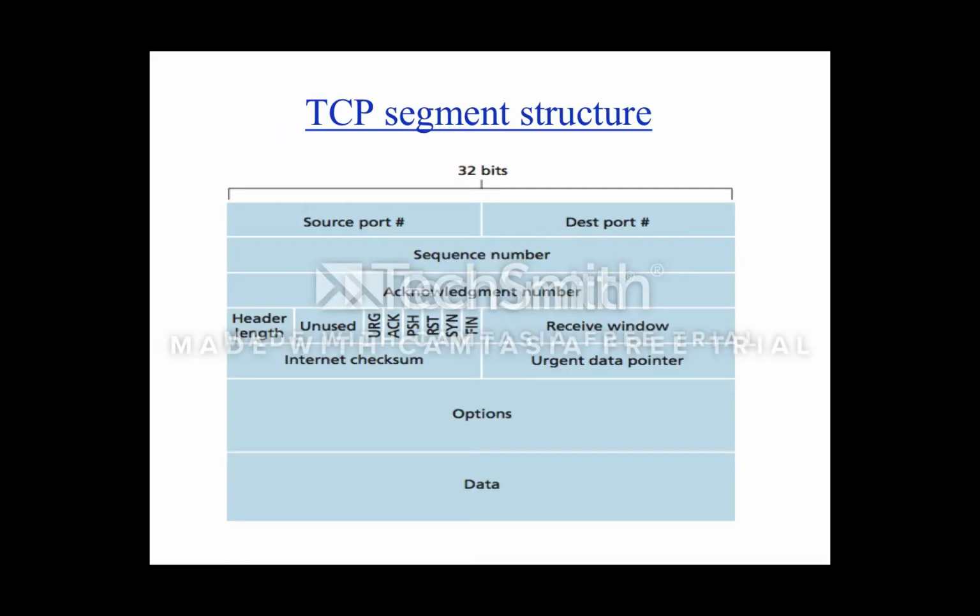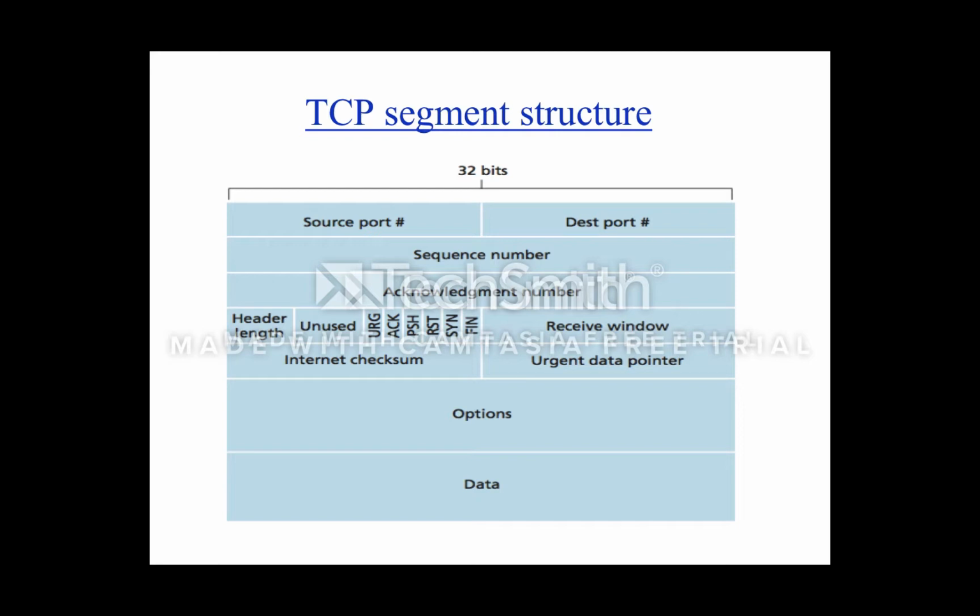Let's start with TCP segment structure. As you can see, similar to UDP, the TCP header includes the source and destination port numbers, which are used for multiplexing and demultiplexing the data from and to the upper layer applications. The header also includes the checksum field. Apart from these, we have other fields as well in the segment.